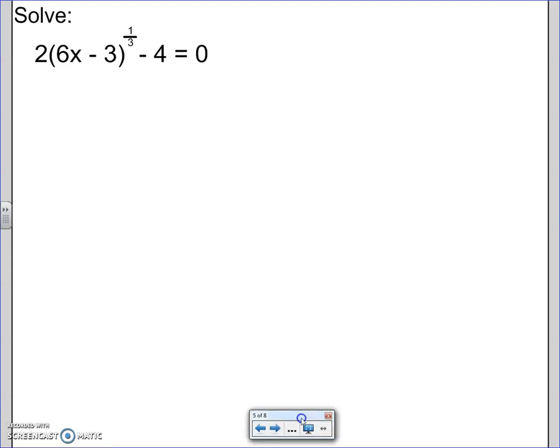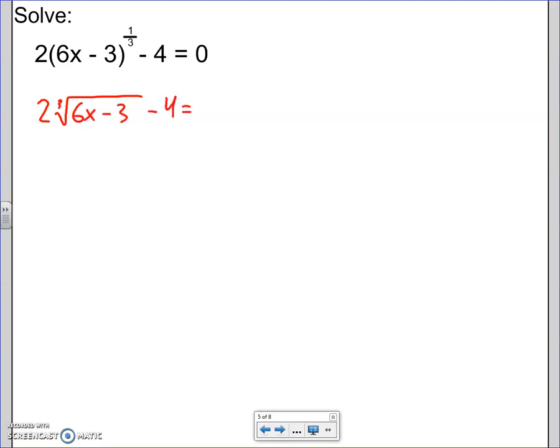Alright, 2 more complicated ones. Here's another problem. 2 times that thing to the 1/3 power minus 4 equals 0. Now remember that 1/3 power is just a radical. So I can change it to make it look like this. I can say this is 2 cube root of 6x minus 3, minus 4 equals 0.